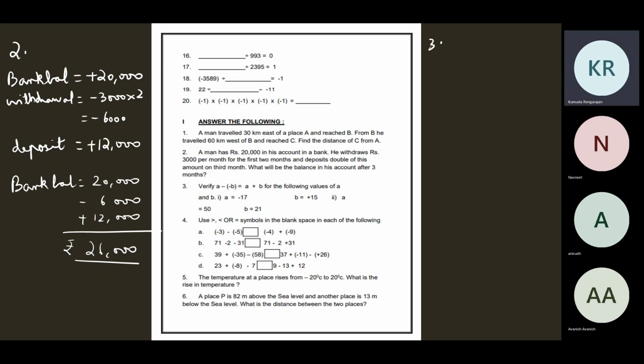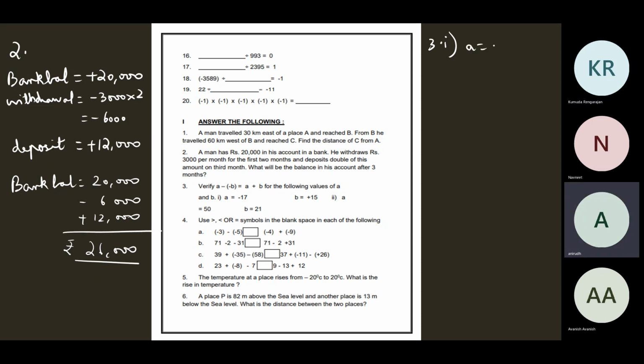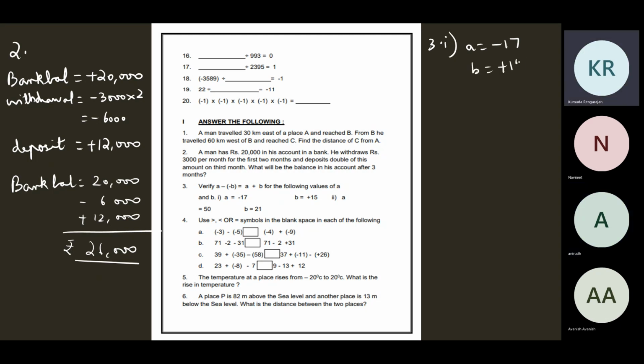Okay, the third one, verify. I do have a doubt in this sum, ma'am. Very good, I'll tell you now. We'll do the third question, first subdivision. The numbers are A is equal to what? Minus 17. B is equal to plus 15. Very good. Now take up the LHS. Whenever we have to verify, take up the LHS. The LHS is A minus B.